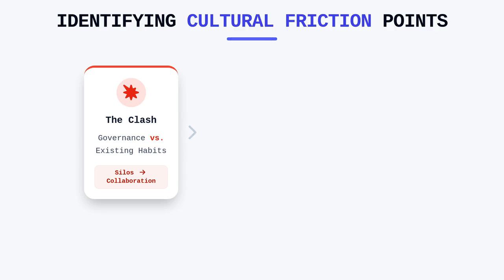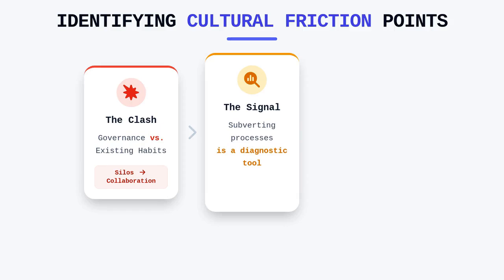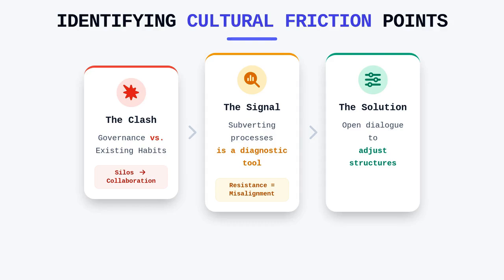When individuals feel that their autonomy is being eroded by new bureaucratic layers, they will innovate ways to subvert the process. Instead of viewing this resistance as mere stubbornness, use it as a diagnostic tool to understand where your governance design is misaligned with the workflow. Facilitating an open dialogue about these friction points allows management to adjust structures so that they support rather than hinder the workforce. The goal is to make the desired governance behavior the path of least resistance for every employee.